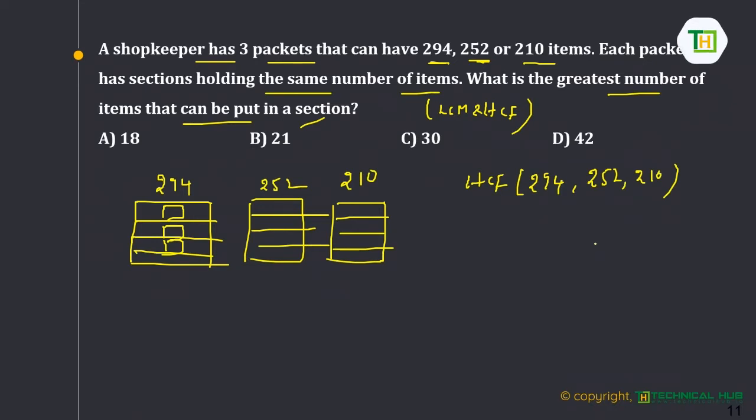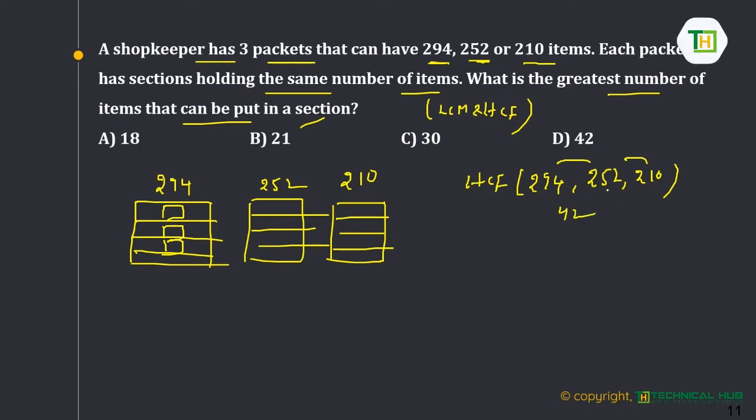You know how to calculate the HCF of the given numbers. There are different methods. You can apply the prime factorization method or long division method, or you can apply the shortcut method. What is the shortcut method? First you have to observe the 2 smallest numbers, where the difference is low. If you take 294 and 252, what is the difference here?